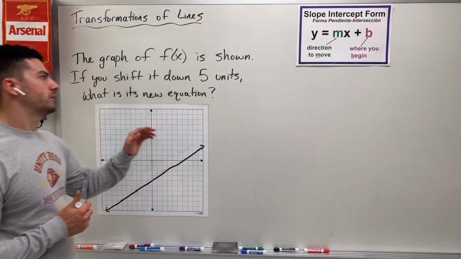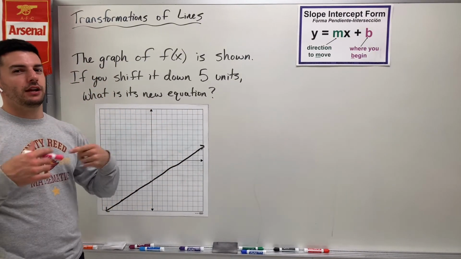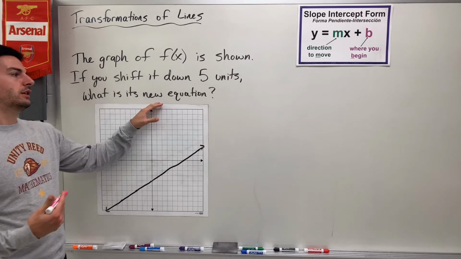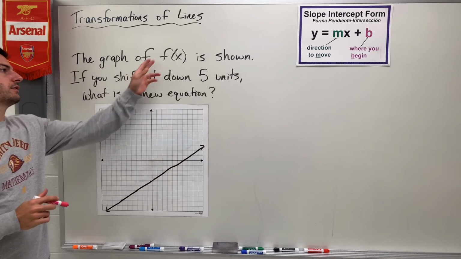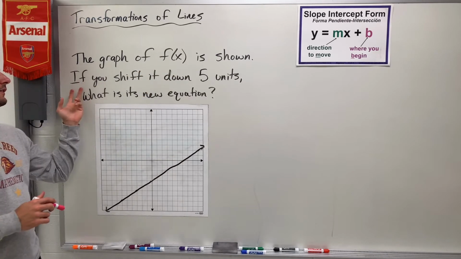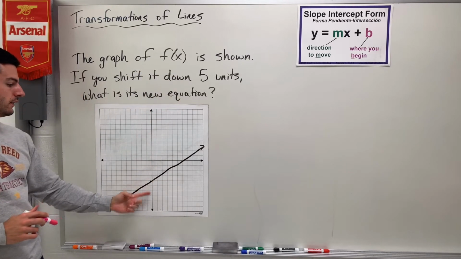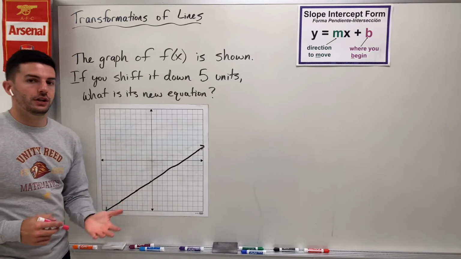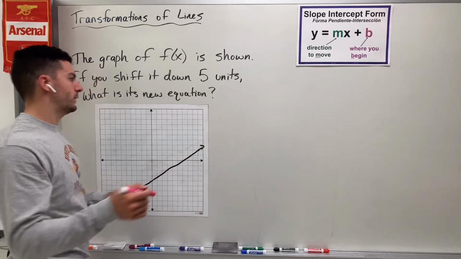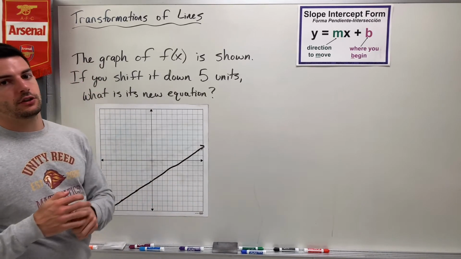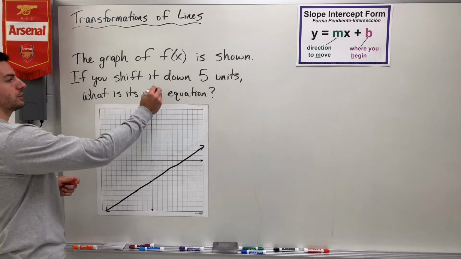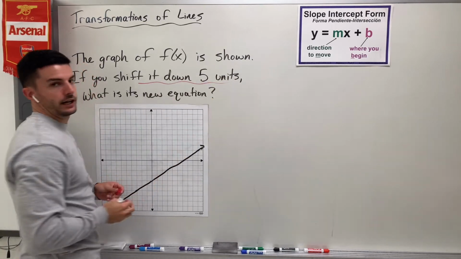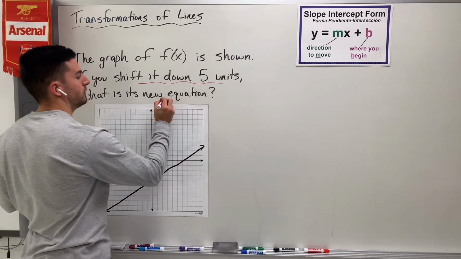All right, so I've got another example up here, and again, this is kind of using that knowledge of transformations to apply to this type of problem, okay? So this one says, same thing, the graph of f of x is shown, but it says if you shift it down 5 units, what is its new equation? Okay, so a different question, right? Because it's not just asking you to sketch the transformation and be done, it's actually asking you, if you perform a transformation like it describes there, what is its new equation?